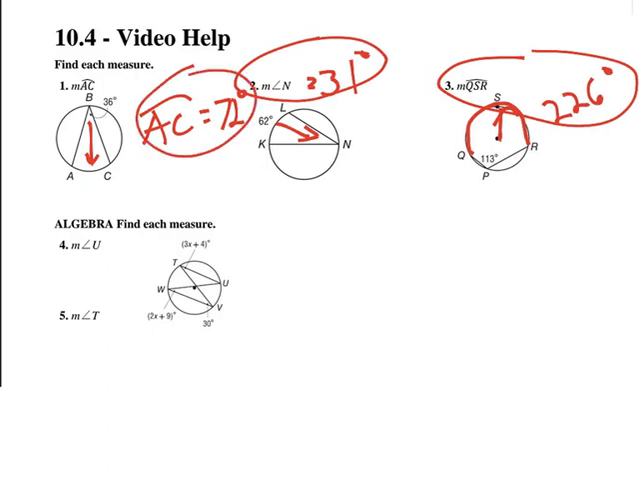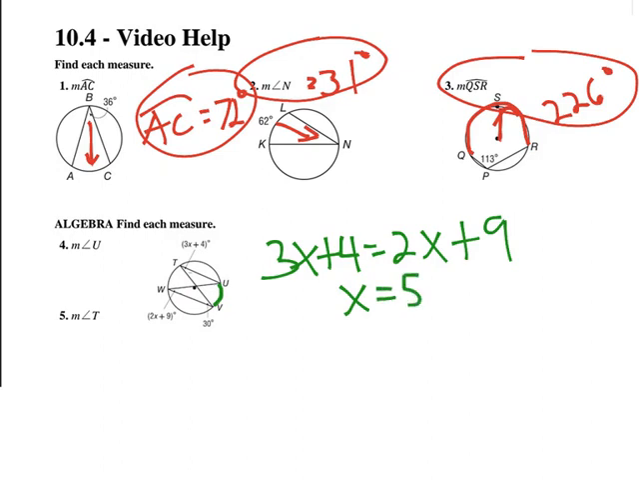Okay, so I'm going to move on to the algebra part, which is trying to make it a little bit harder. It tells me that both of these, this angle and this angle, have an intercepted arc, which means that they have to be equal. They both intercept that UV so they have to be equal to each other. So I do 3x plus 4 equals 2x plus 9. Subtract the 2x, subtract the 4, and I get x equals 5.